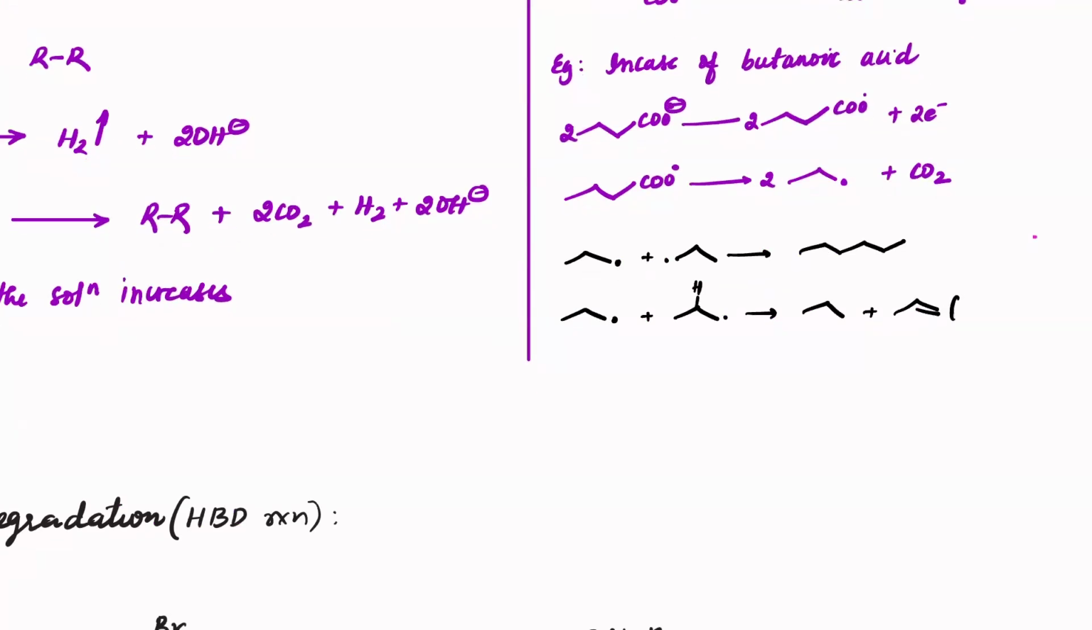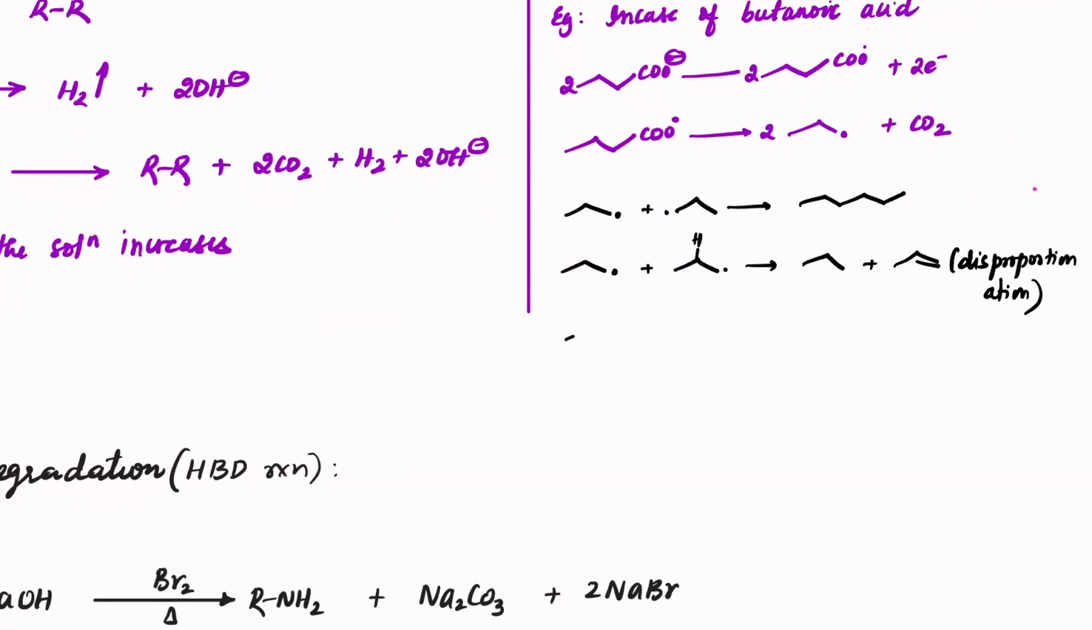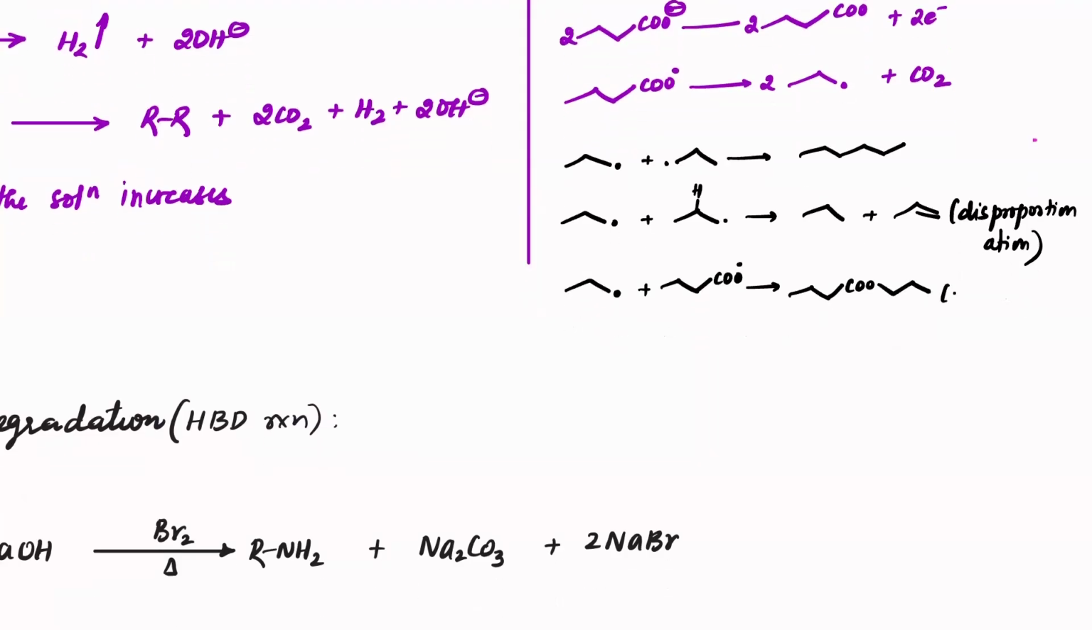Next, this dot can in fact take the hydrogen dot here and convert into propane and propene. So this is the disproportionation step. Okay. Next, this dot can actually react with some more dot which was already established here to get into COO and this one. Okay. So this is an ester.